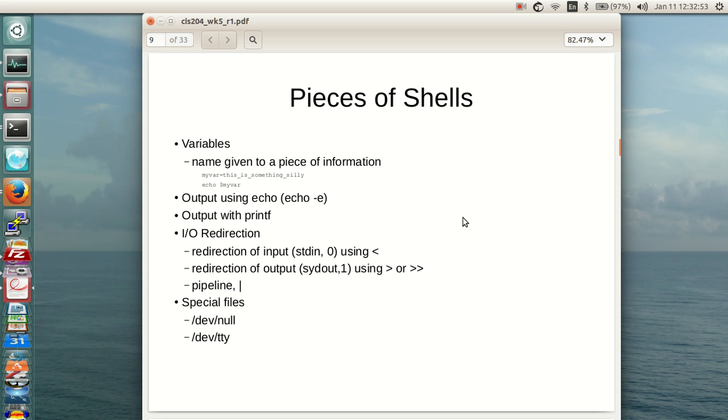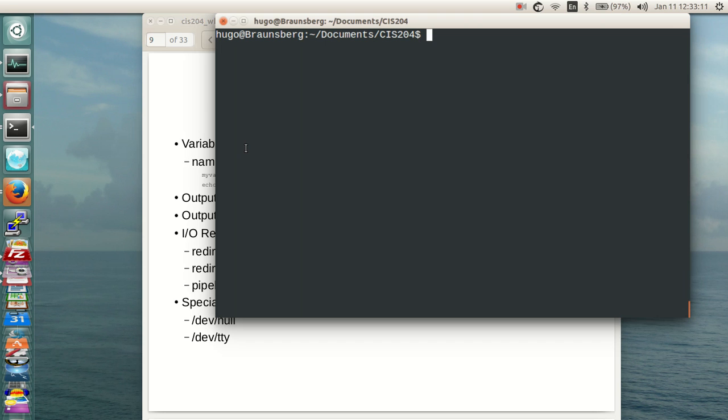So, pieces of shells. We've got variables. Those are names given to pieces of information. For instance, in this slide, you'll see that myvar equals "this is something silly." If I set that, let's say myvar equals "This is dumb." Okay.